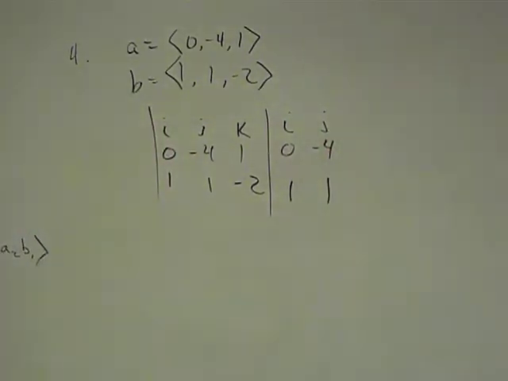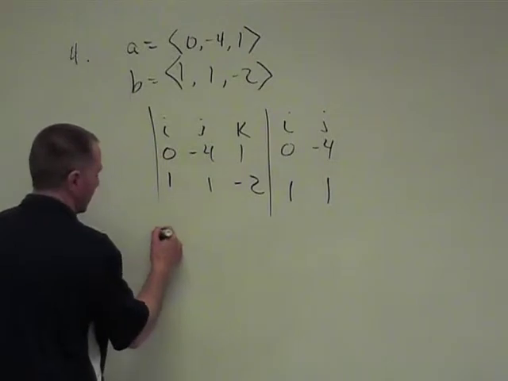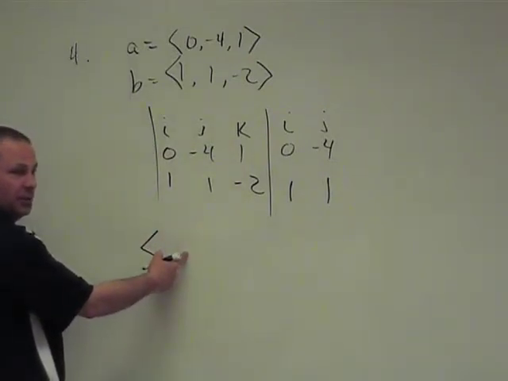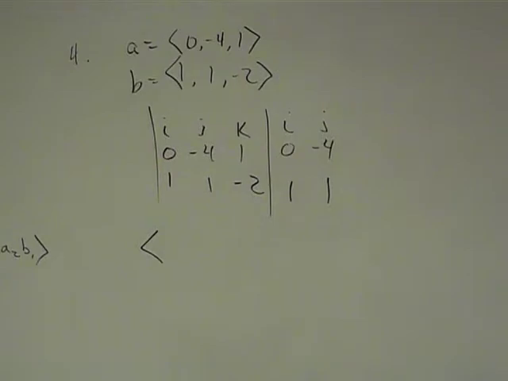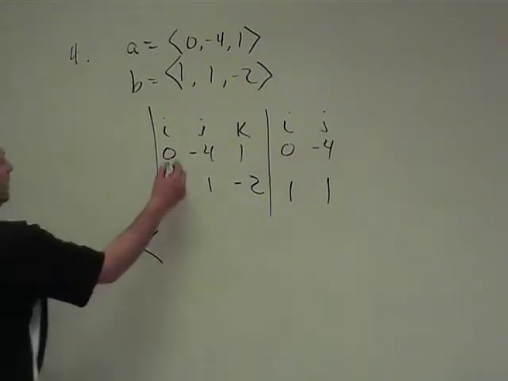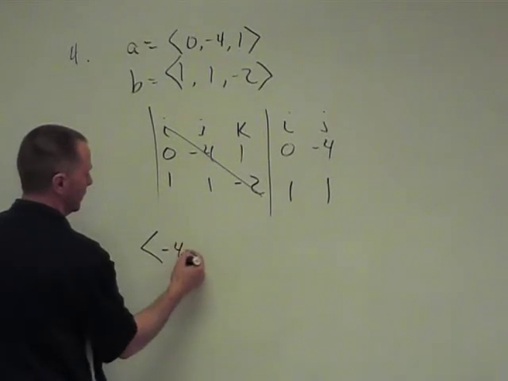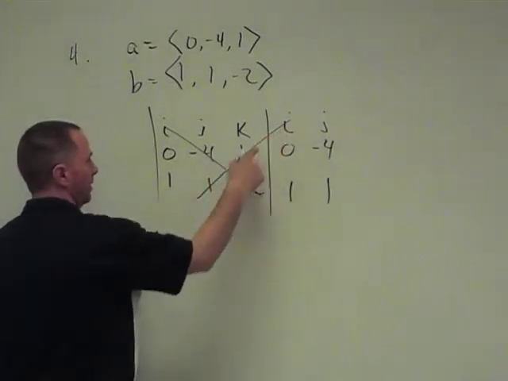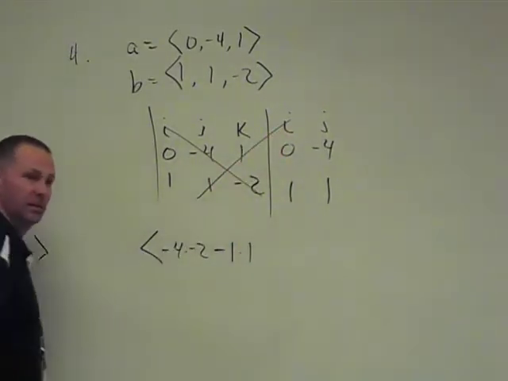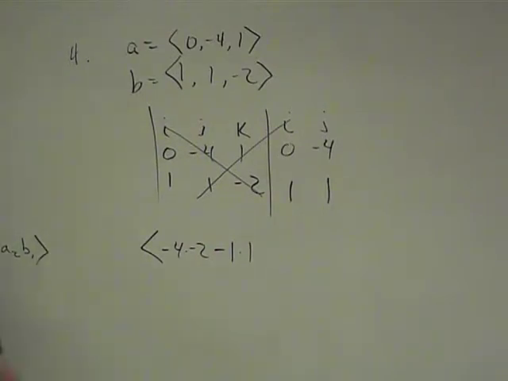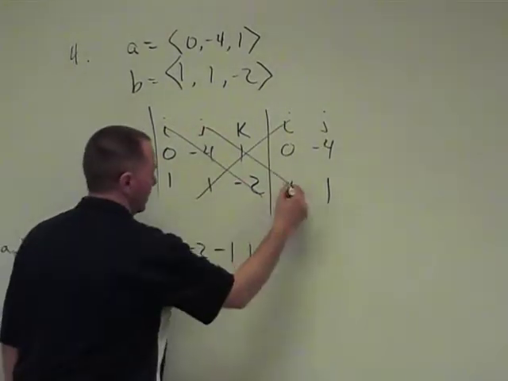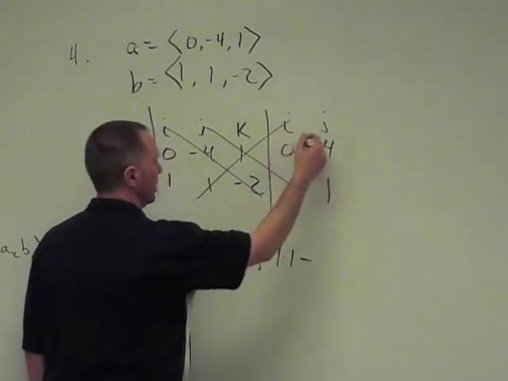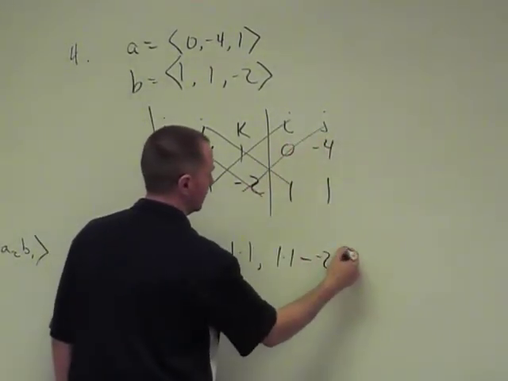Is it starting to look familiar at all? Matrices, but it should look familiar here in just a second. So to get the i position, the first position, we take this diagonal, the i diagonal, negative 4 times negative 2, minus the upward diagonal, 1 times 1. Does that look familiar? And then the j position is 1 times 1 minus the j position going upwards, negative 2 times 0.